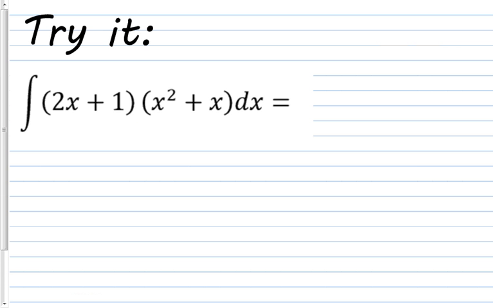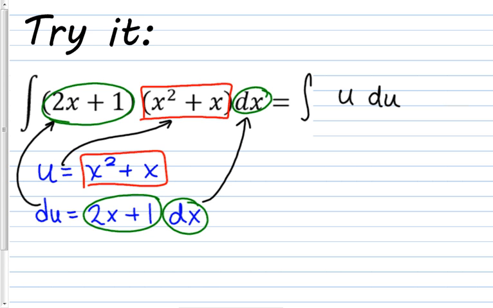Okay, try it. So go ahead and try it. Pause now, and then when you hit play, I'll have the solution written out for you. Okay, so here I color-coded this. X squared plus x is the u. If I derive that, I get 2x plus 1 dx. And yes, they are present in the integral. So then I take out the 2x plus 1 dx and I replace it with just du. And I take out the x squared plus x and I replace it with just u.